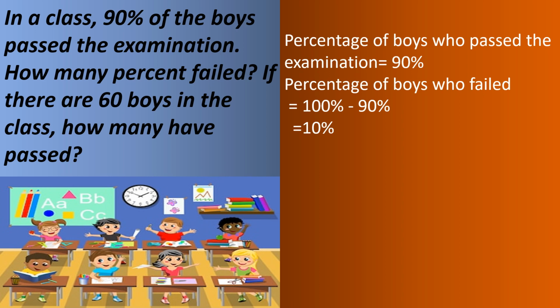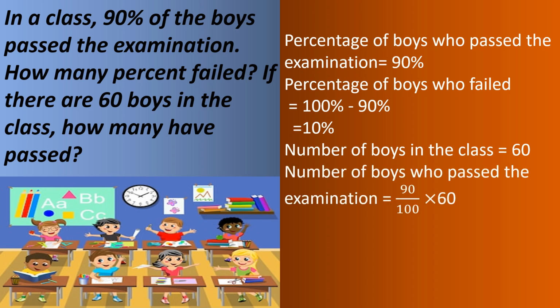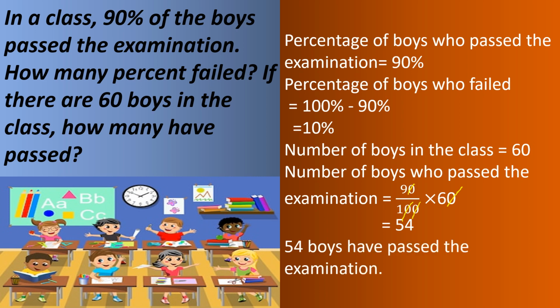Now come to the next question. If there are 60 boys in the class, what is given to you? That the total number of boys in the class equals 60. How many have passed? What is the percentage of boys who passed? 90%. It means we need to find out 90% of 60. So 90 by 100 multiplied by 60. Just solve it. 0 and this 0 will be cancelled. Just multiply 9 and 6 and your answer is 54. So we can say 54 boys have passed the examination.